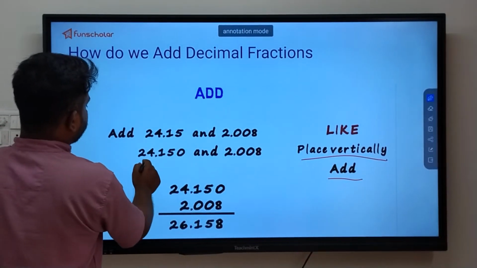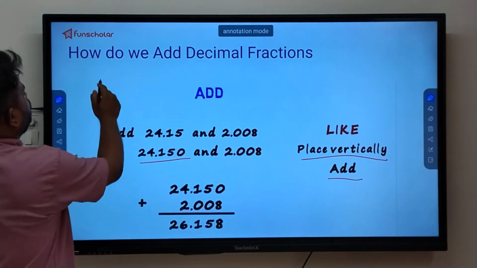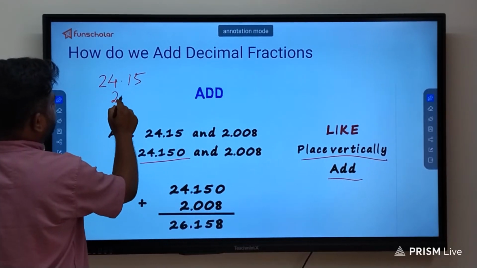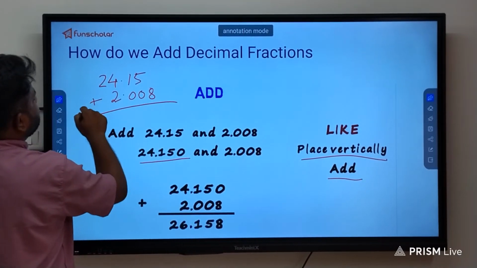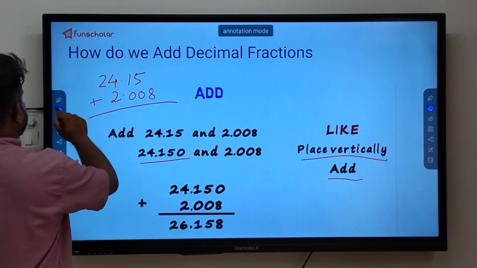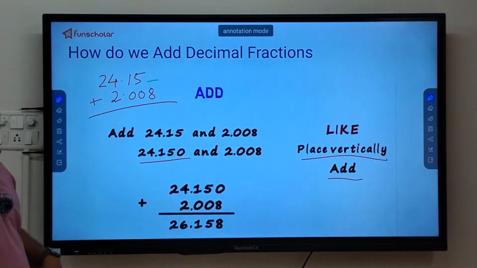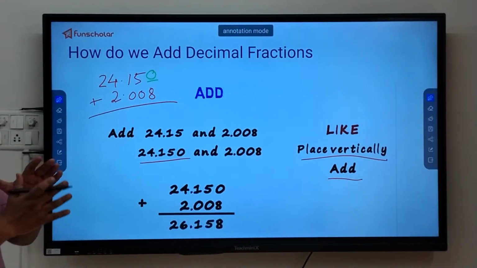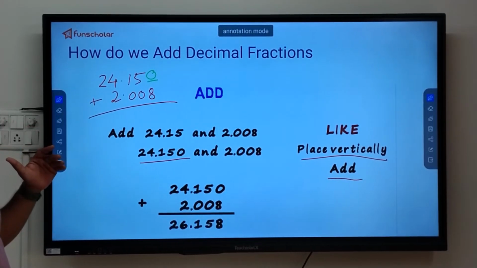So we have to turn these into like terms. 24.15, if we write it vertically, will be like this. Okay, this is addition. This one is quite simple, but what about this place? You may be thinking, what about this place? We can just add 0 in this space to make it a like decimal fraction.